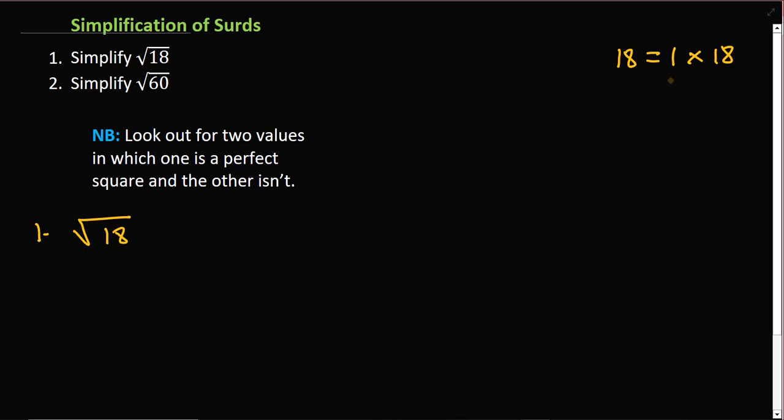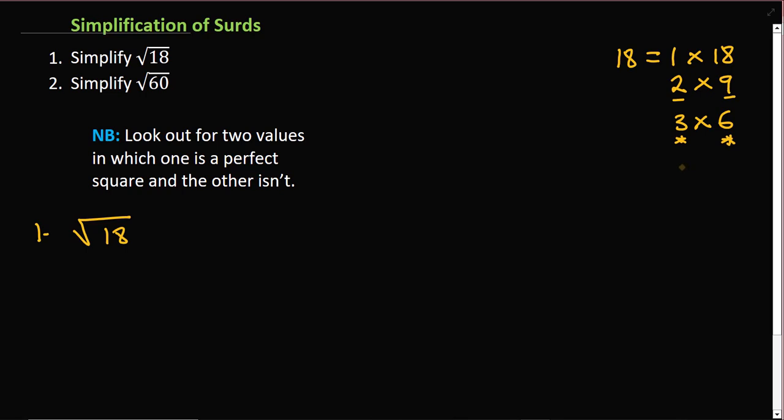2 can as well divide 18. 18 divided by 2 is 9, right? So 2 times 9 gives us 18. I like this because I'm seeing a perfect square here and this is not a perfect square. Let's continue. Then 3 can divide 18, right? So 3 multiplied by 6 gives us 18. Now I have a problem with this: this is not a perfect square and this is not a perfect square, so I can't work with this.